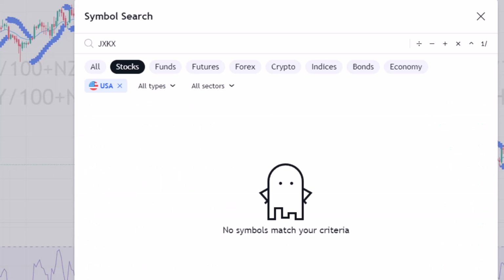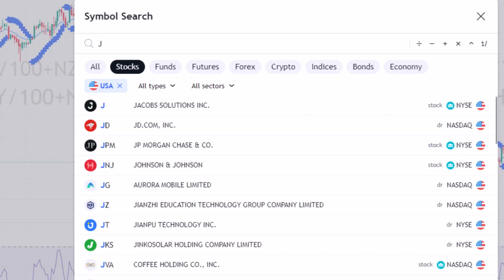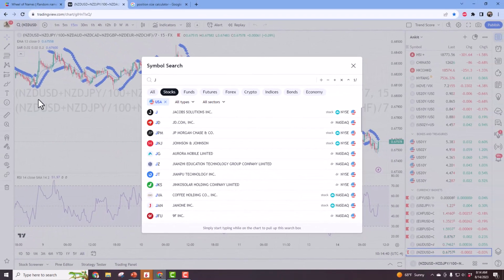Nothing matches that. So let's take off the X and see if anything matches it. Nope, here we are, JXK, nothing matches it. Let's take off the K. JX, we have a JXN, but that does not fit what we're looking for. Let's just go down to J. And it looks like here we are with J, Jacobs Solutions.